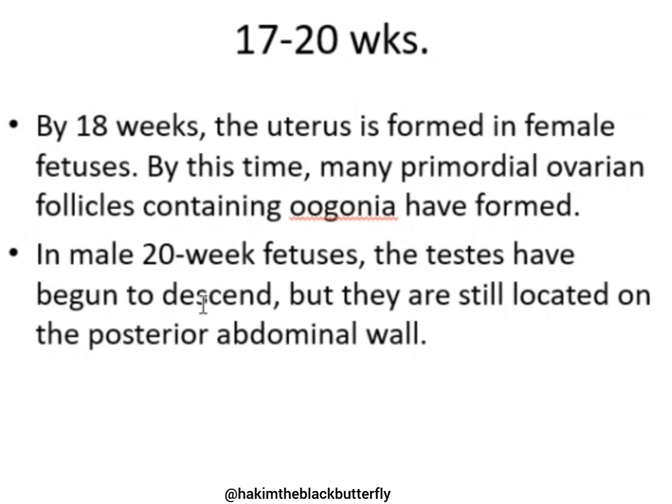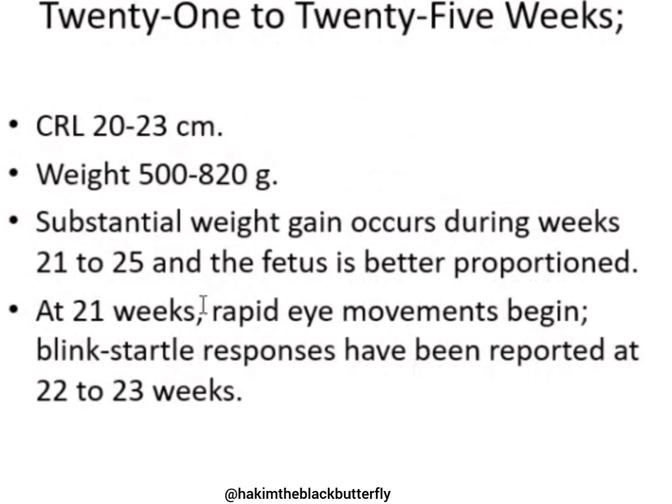Don't forget that. The testes and ovaries are originally in the abdominal cavity. They begin to descend by week 20, such that by birth they would have reached the scrotal sacs for the testes and the pelvis for the ovaries. Week 21, these parameters go on, observing them, they are increasing. We even get a graph and draw them.